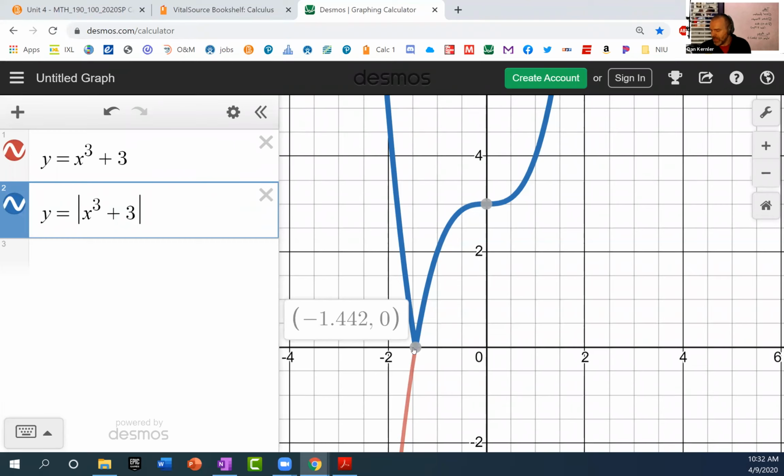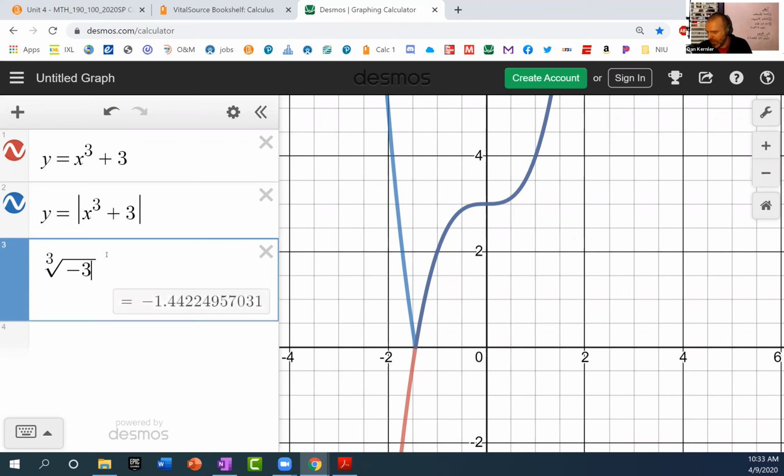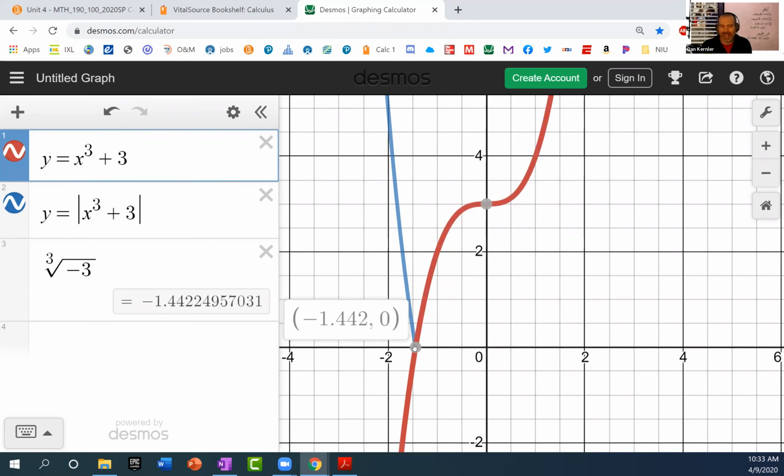But do you see this negative 1.442? Do you know what the exact number is for that? It's written on your page many times. Is that the cube root of negative 3? You are correct, Lorenzo. That's exactly it. That's the cube root of negative 3. Cube root of negative 3, negative 1.442. Isn't that cool? Oh, I love when everything backs up what we did. I'm like, yes, we had it right.